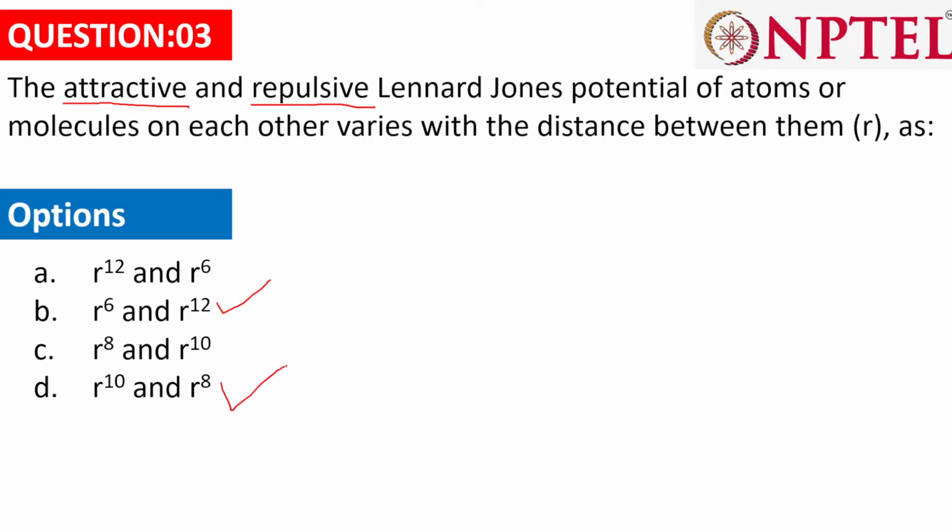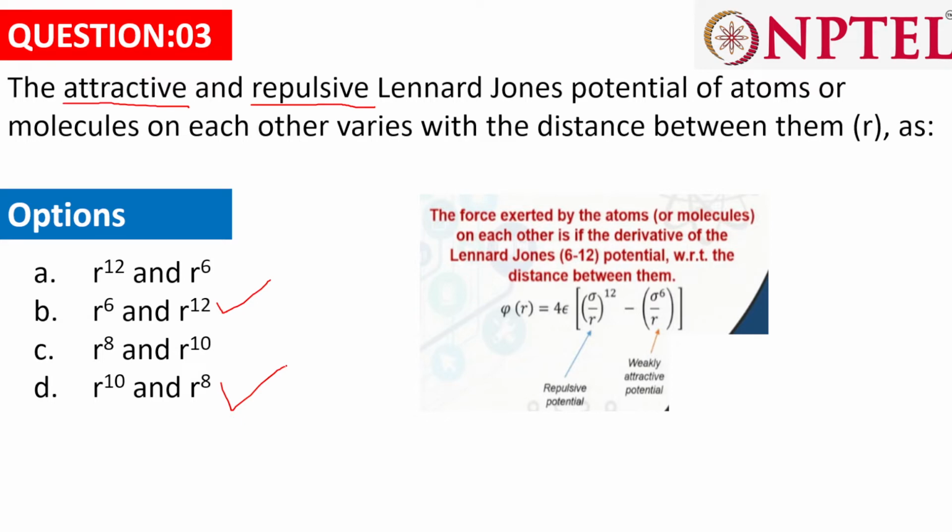Okay, let me give you some hint. This from here it should be clear to you. So if this is the repulsive potential, how much power of R is here? And for the attractive potential, the power should be 6. So for the attractive it is 6, for repulsive it is 12. So the right answer is B.